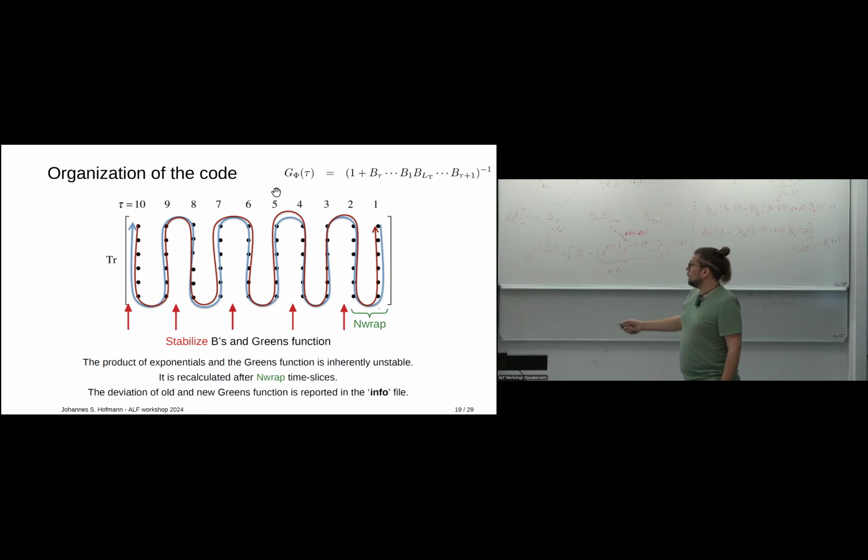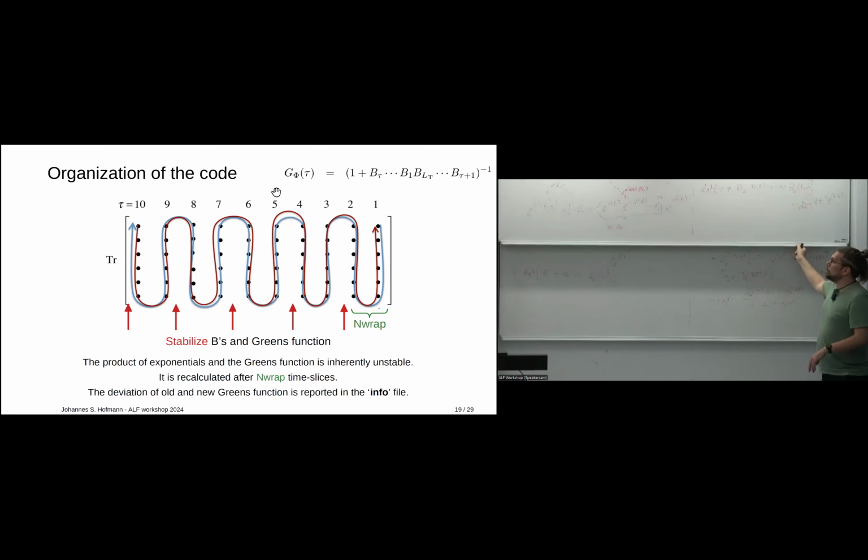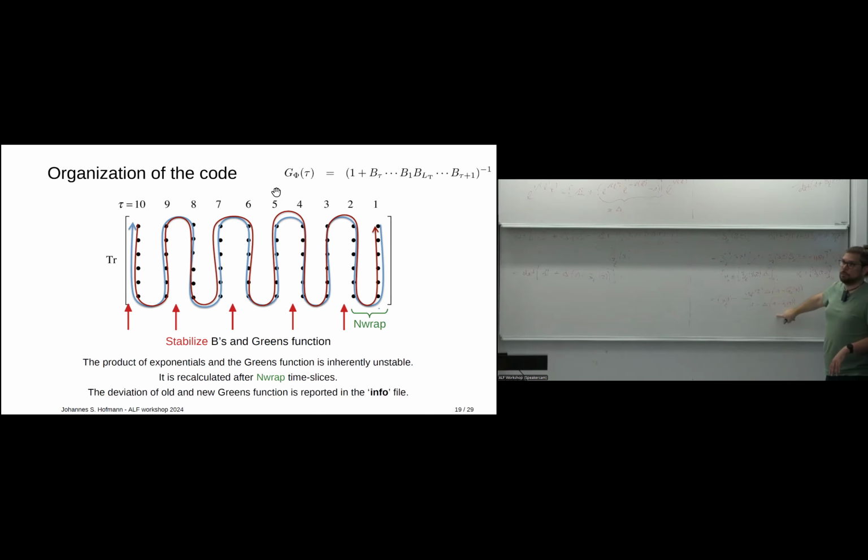So after a given number of time slices, and you can specify this number by n rep, this sweeping routine will take a quick break to recalculate the Green's function and to ensure that both the product of these B matrices is stable and also the calculated Green's function is stable and didn't accumulate numerical errors from continuously doing Sherman-Morrison-like updates to the Green's function.